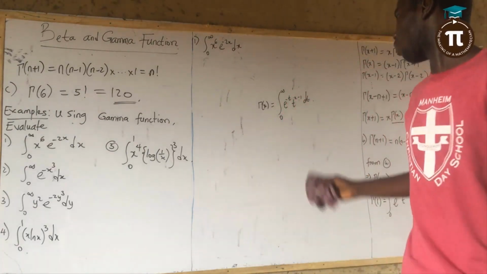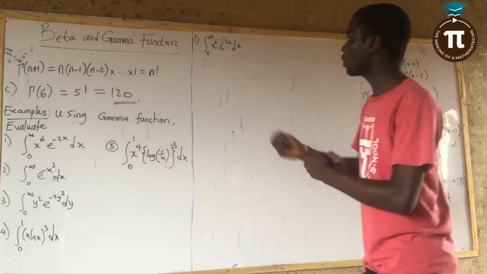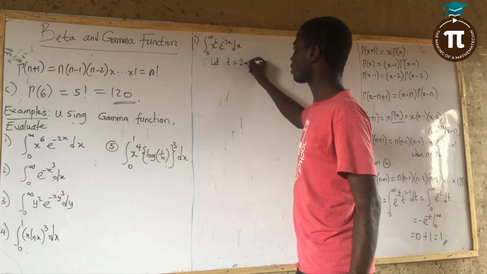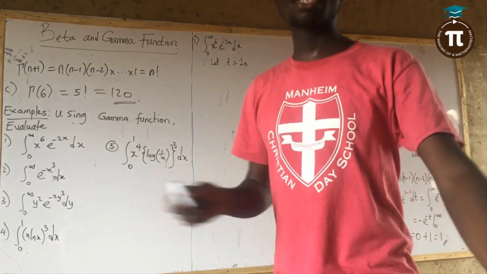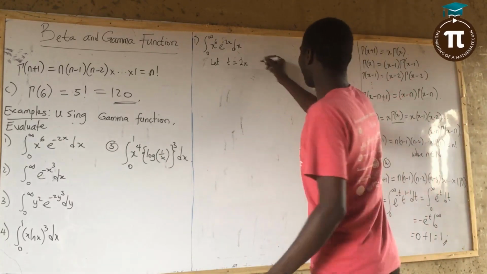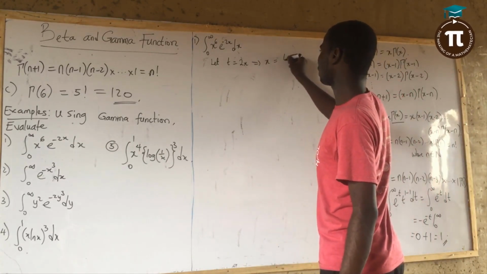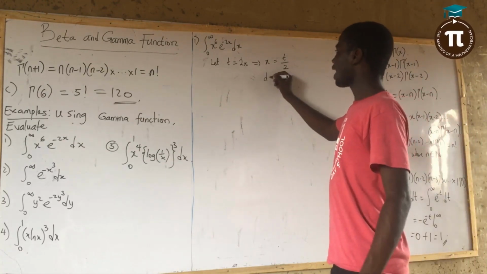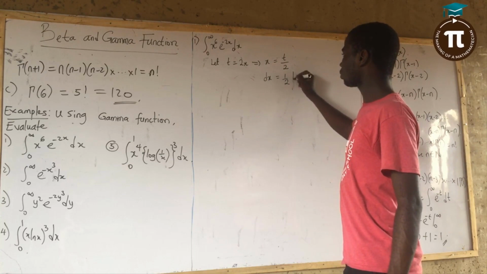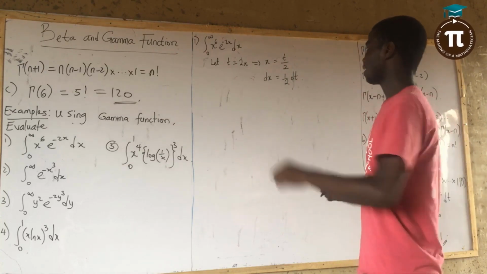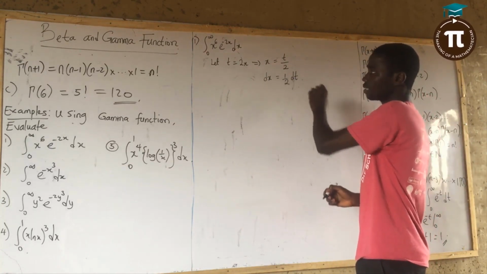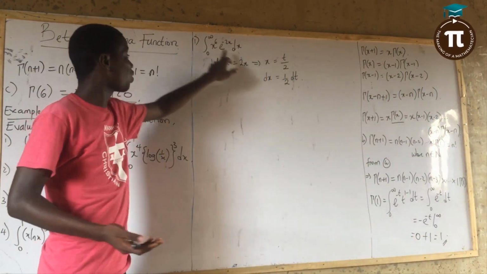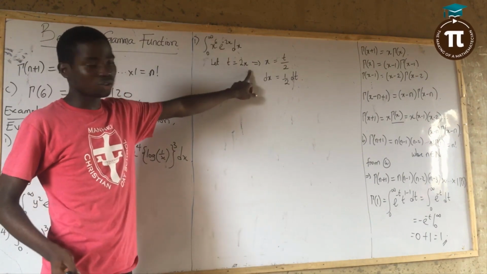So you make it in the form of a gamma function. You will let t be equal to 2s. At the end of the day, you will see that s will be t over 2, and substituting, ds is equal to 1 over 2 dt. So when s is 0, t is also 0. When s is infinity, t will also be infinity.